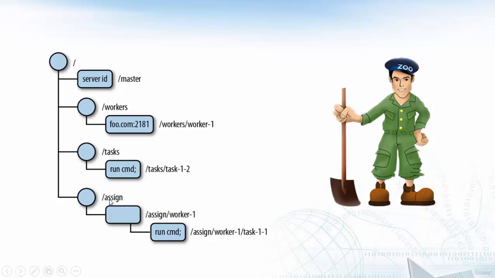And then we have the assign znode, and it is the parent of all znodes representing an assignment of a task to a worker. When a master assigns a task to a worker, it adds a child znode to assign. And that was all about the ZooKeeper basics.